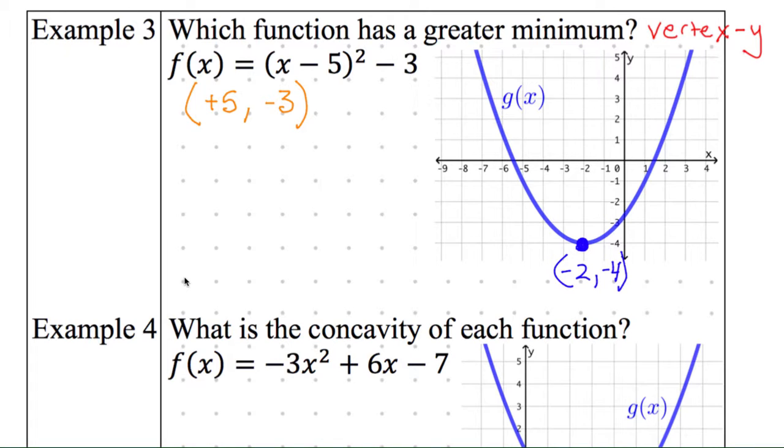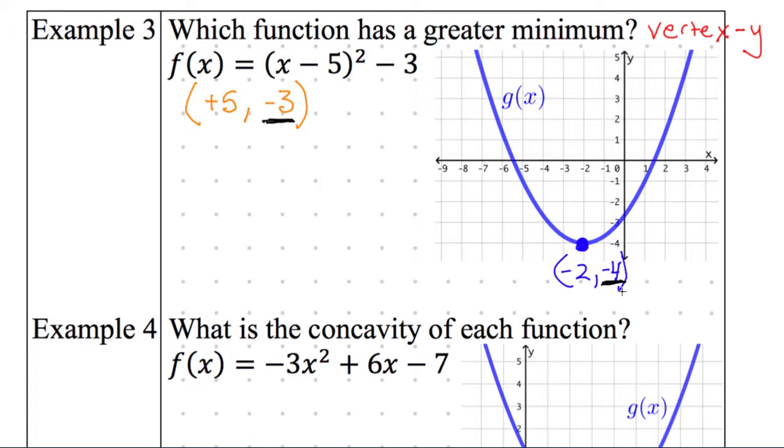Ellery, please tell us the answer and explain it. F of x has the greater minimum. Okay, you're correct. Why? Because -3 is larger than -4. And why did you just randomly choose -3? What is that? The height of the y, or the y coordinate, right?